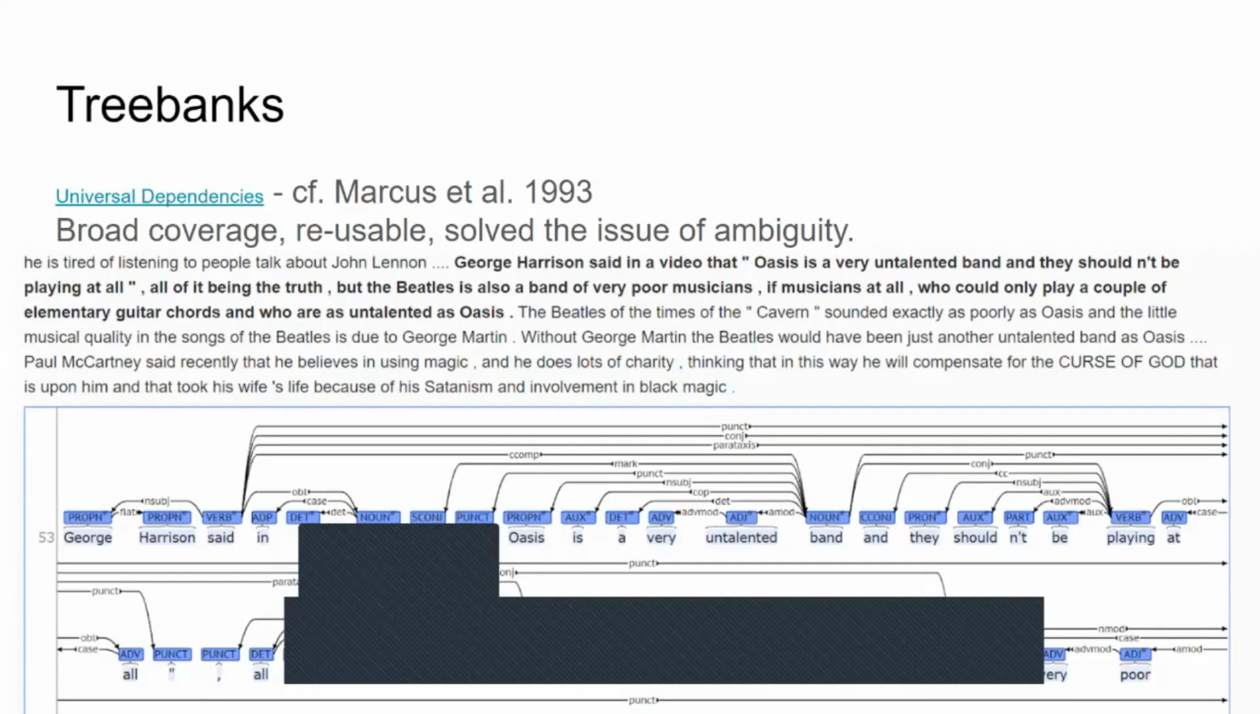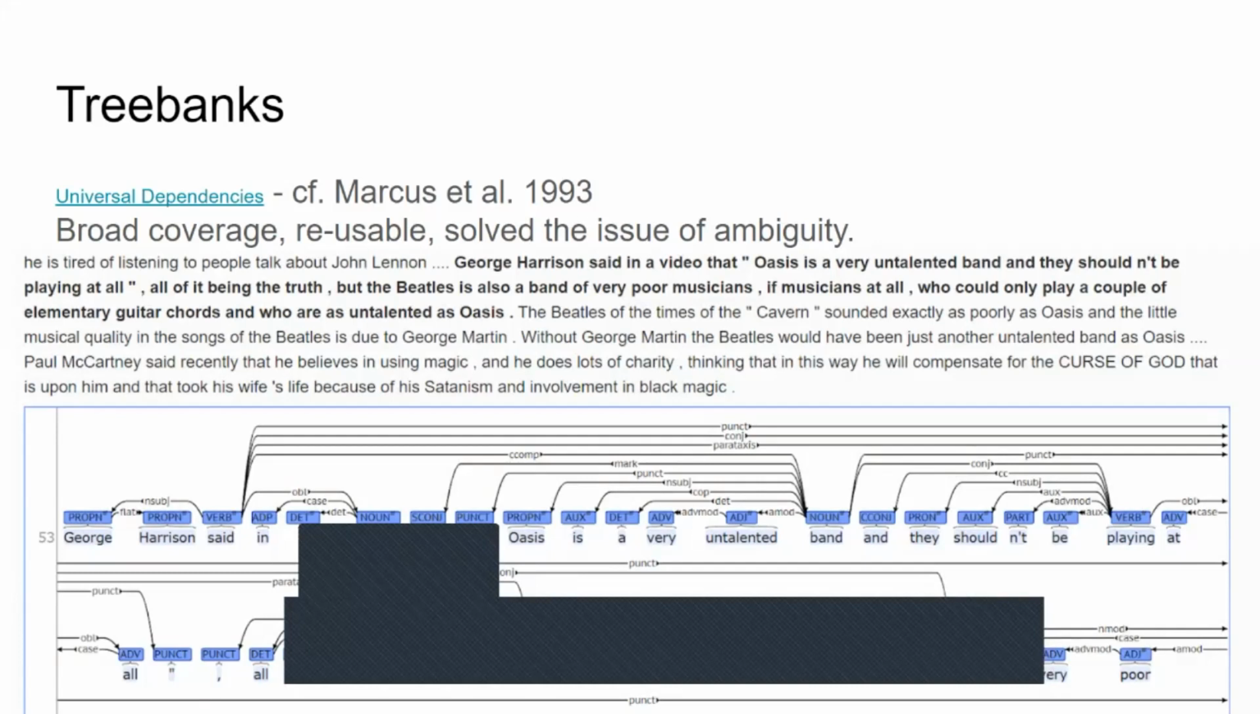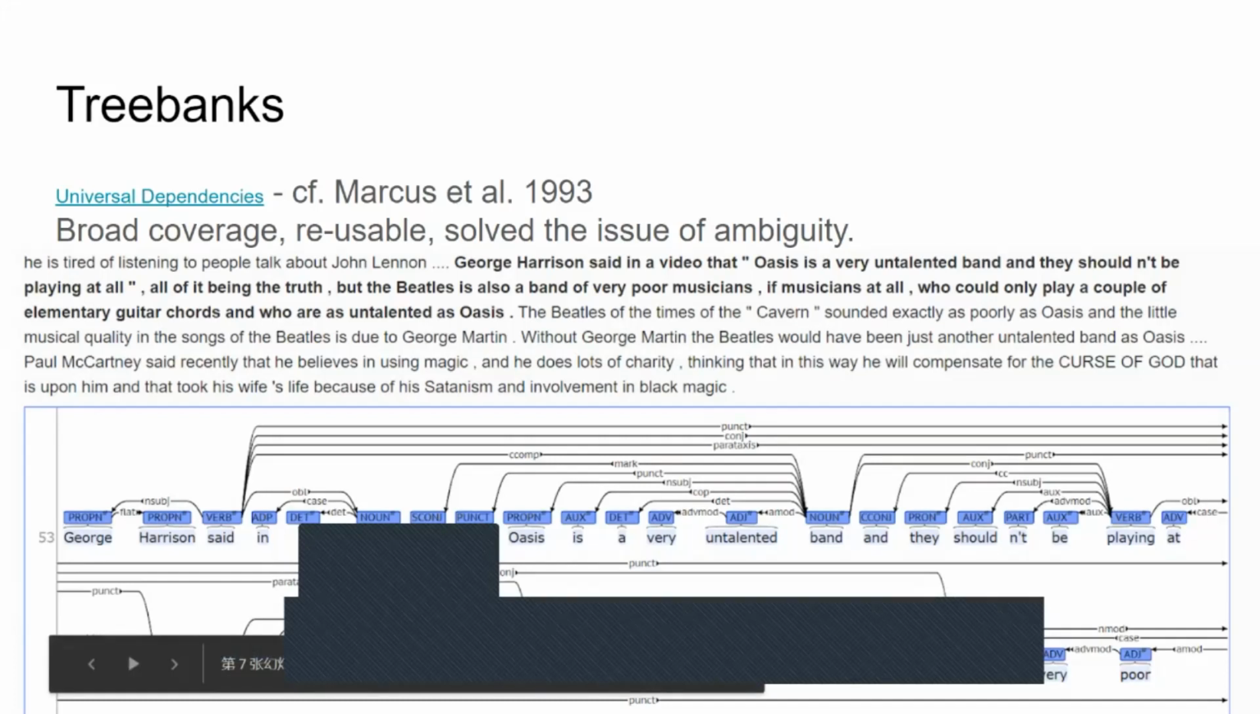I remember that there was an earlier question on how to figure out what the root is for a sentence. Up until this point, every sentence that we looked at, we basically used the verb as the root. But from this sentence, you can see that there are other options. This sentence is like, George Harrison said in a video that something something. For the first part, we're using "said" as the root, because that's similar to the structure we have been looking at so far.